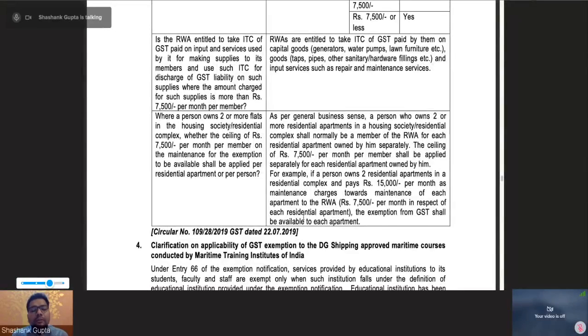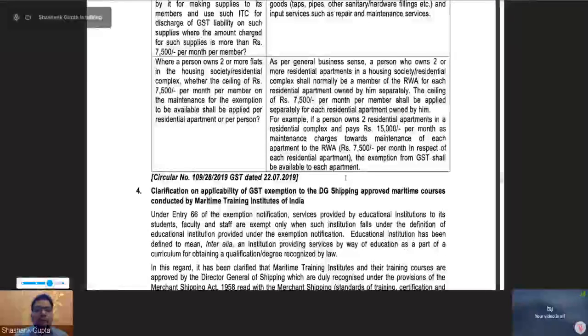Another last question was, where a person owns 2 or more flats, whether the ceiling of rupees 7,500 per month per member be available per residential apartment or per person. So here it was clarified that it will be available per residential apartment, and if a member has more than 1 flat, then it will be available separately for every apartment. So in this example, if the person has 2 flats, then the exemption will be up to 15,000. Okay.